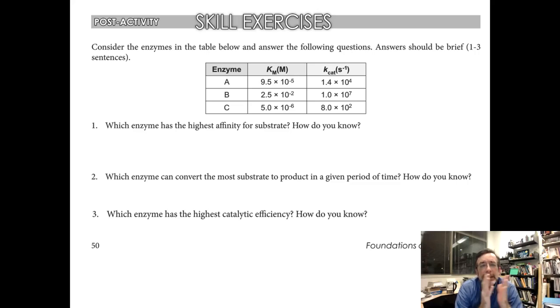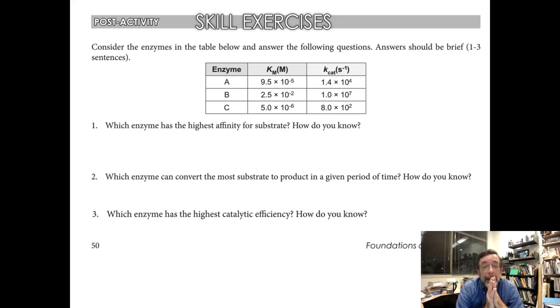If you say which enzyme has the highest affinity of substrate, assuming everything's normal, just look at Km. How do you know? Because Km is approximately equal to a Kd constant. So highest affinity for substrate will be the smallest Km. Take a look at it and see your answer. That's going to be enzyme C.